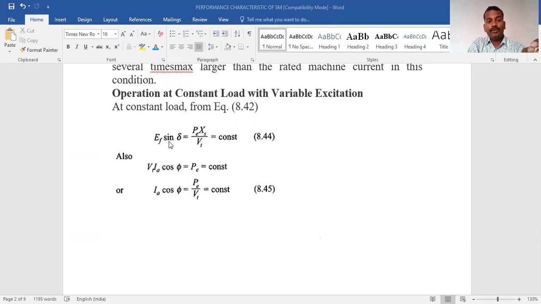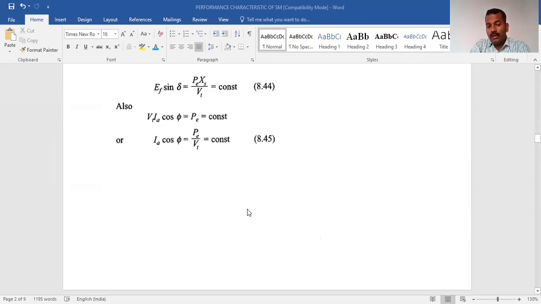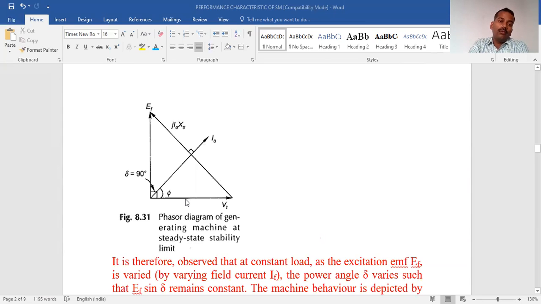Not individual quantity will be constant, like EF or sin delta individually, or IA or cos phi individually. It will not be constant. But the product of EF sin delta will be constant, and the product of IA cos phi will be constant if we have considered the constant load. Okay.